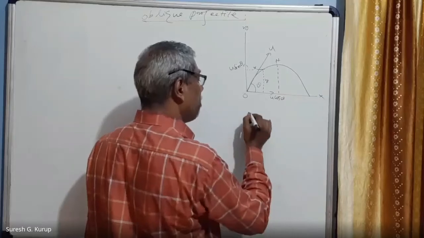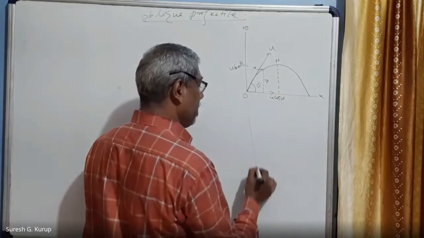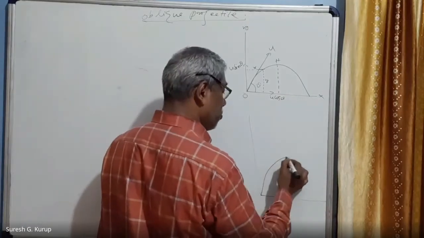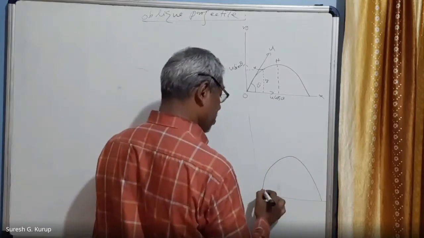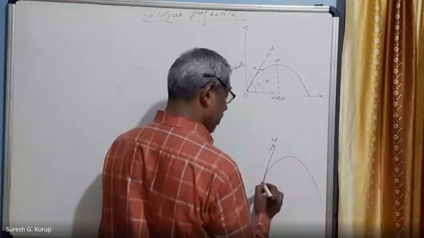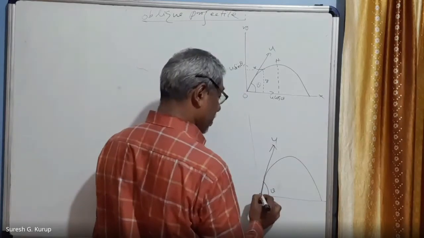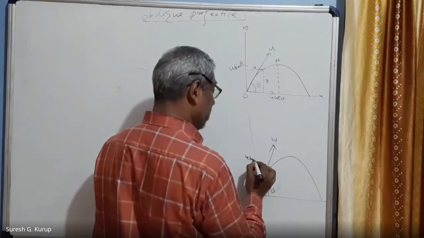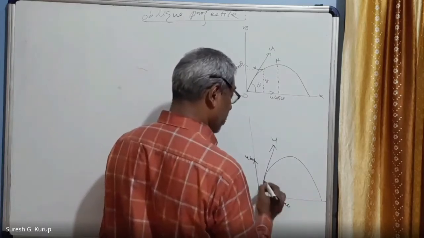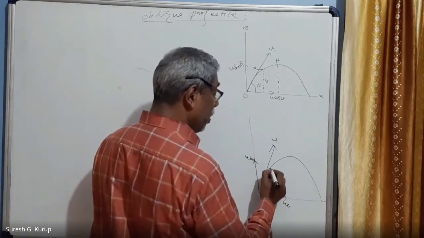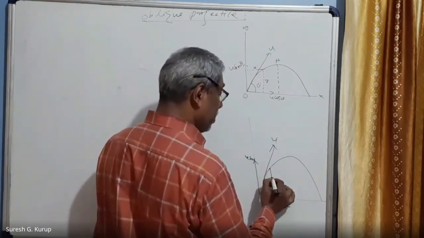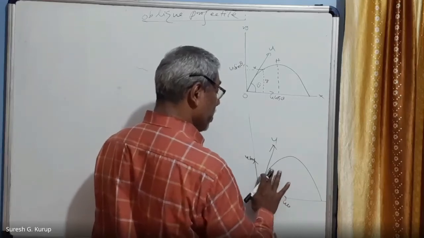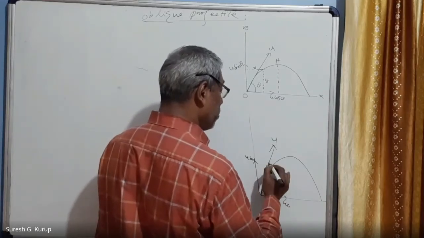Suppose I am drawing another diagram here like this. Suppose this is the trajectory, right? This is the velocity u, which makes an angle theta. Suppose this is the point. Here it is u sin theta, and here it is u cos theta. As it reaches this point, you will see that u sin theta is reduced to a very small value.